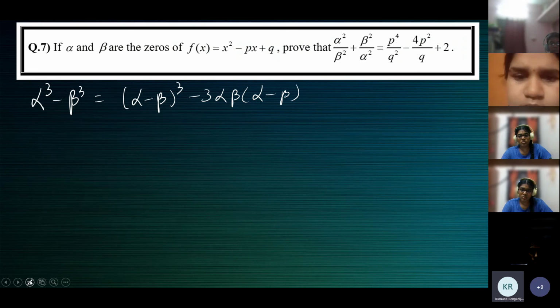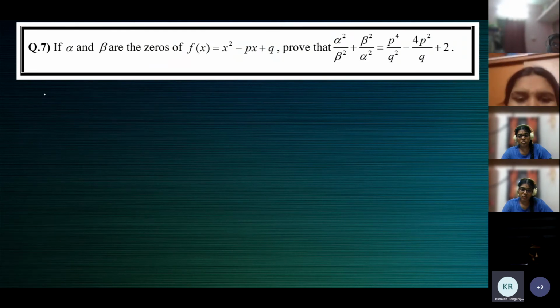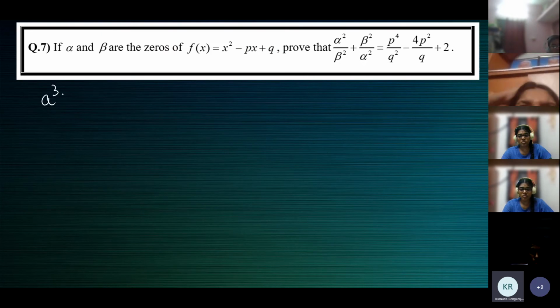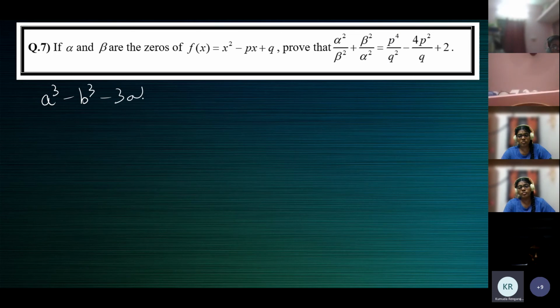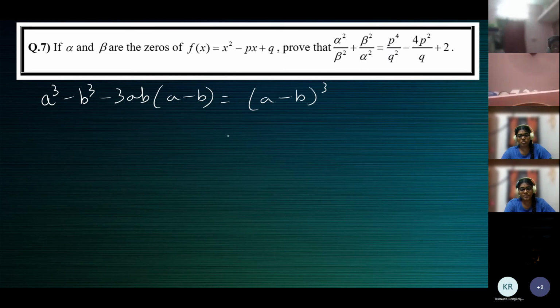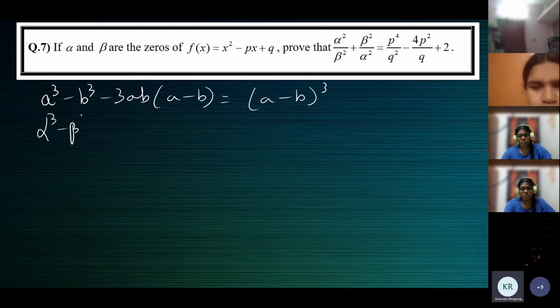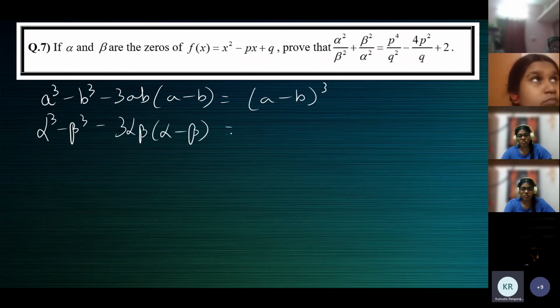Children, if it's confusing, don't remember like this. Write the actual identity. What do you know? You know that a cube minus b cube minus 3ab into a minus b is equal to a minus b the whole cube. Do you know this? Yes, ma'am. So that means alpha cube minus beta cube minus 3 alpha beta into alpha minus beta is equal to alpha minus beta the whole cube.